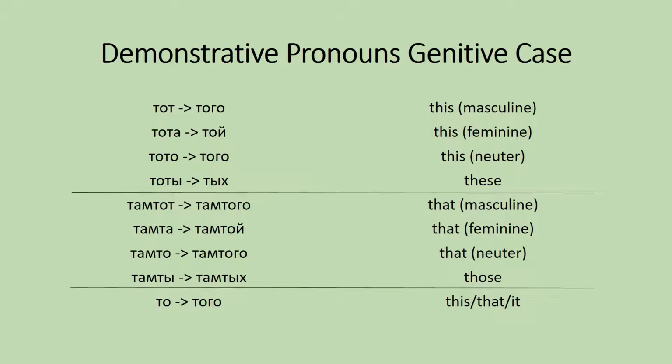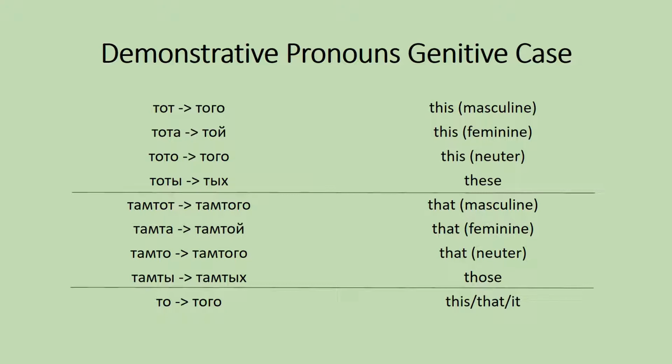Tot, meaning this for masculine nouns, becomes toho. Toho. Tota, meaning this for feminine nouns, becomes toi. Toi. Toto, meaning this for neuter nouns, becomes toho. Toho.